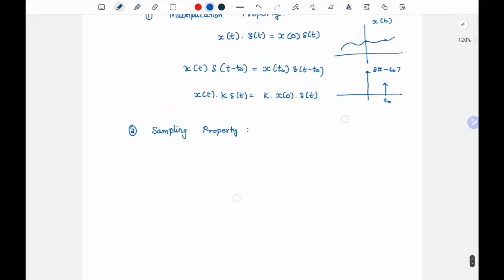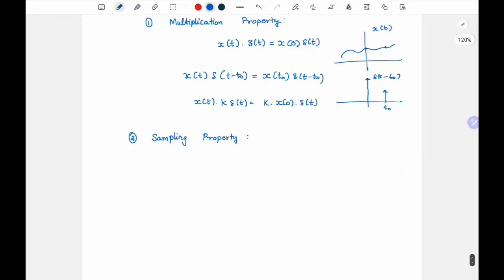Okay. So now you have multiplied. Now what happens when you integrate this product? So integral minus infinity to infinity x of t delta of t dt. So what happens to this value? Okay, first we already found what this multiplication is. So it is x of 0 delta of t into dt.